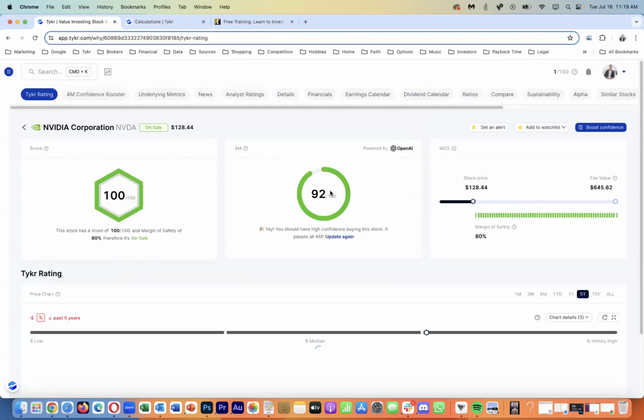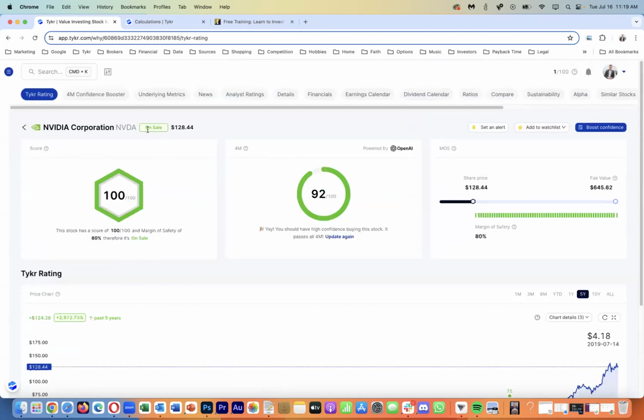So if you're not sure, like on sale, score, and MOS are like, financials look really good, but what's the 4M? This kind of rounds out everything to make sure those 4Ms are good. So if you can get a high 4M score, that gives you a lot of confidence.